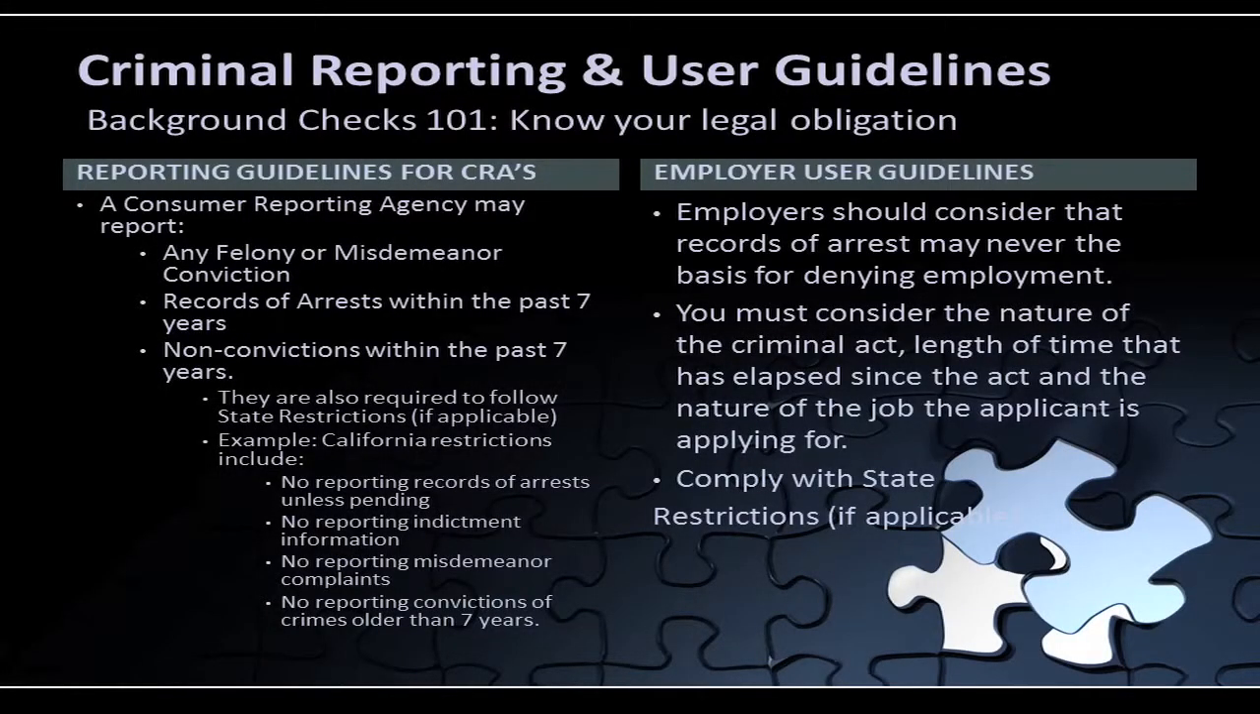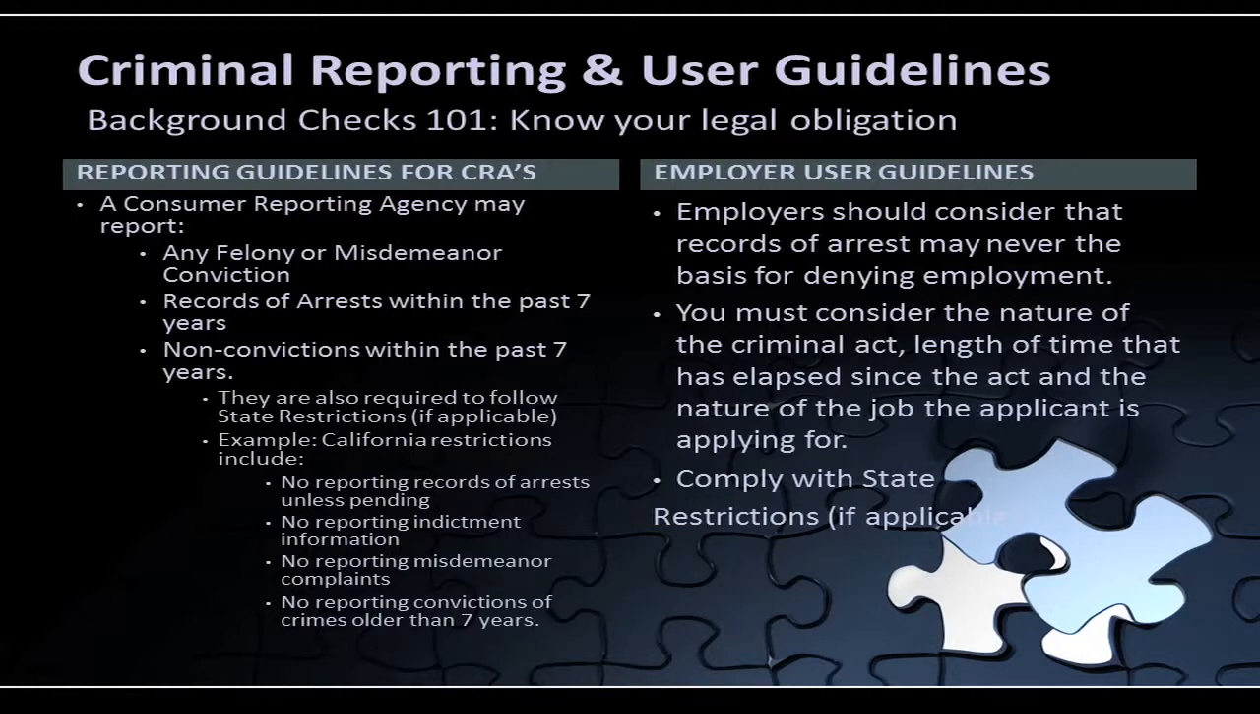Criminal reporting guidelines and user guidelines. Reporting guidelines for consumer reporting agencies: a consumer reporting agency may report the following: any felony or misdemeanor conviction, records of arrest within the past 7 years, and non-convictions within the past 7 years. They are also required to follow state restrictions if applicable. Example: California restrictions include no reporting records of arrest unless pending, no reporting indictment information, no reporting misdemeanor complaints, and no reporting convictions of crimes older than 7 years.